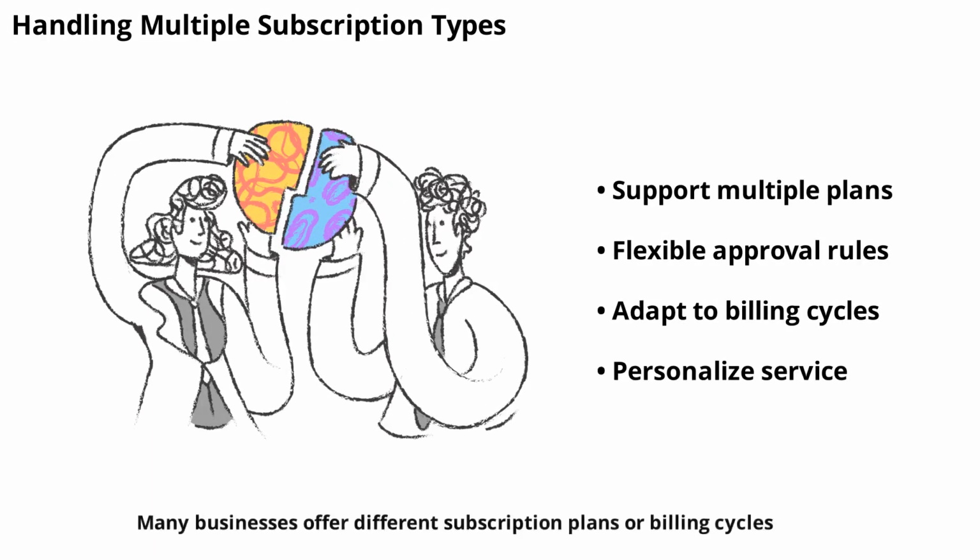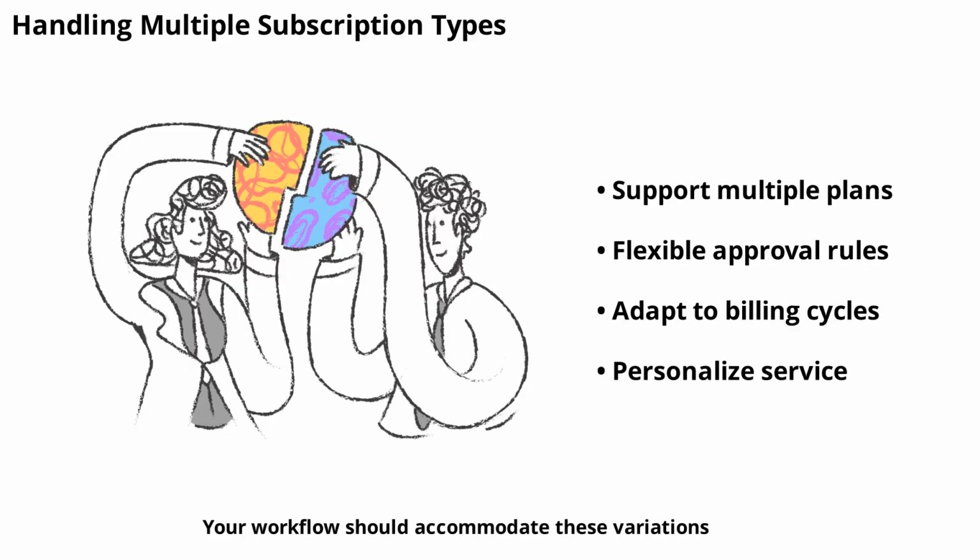Many businesses offer different subscription plans or billing cycles. Your workflow should accommodate these variations with flexible rules for approvals and ownership based on the subscription type. This adaptability ensures that each customer receives the right level of attention and service.